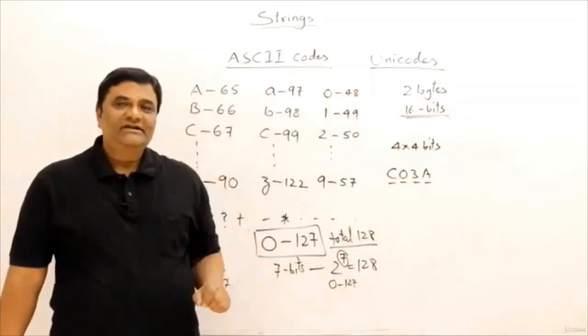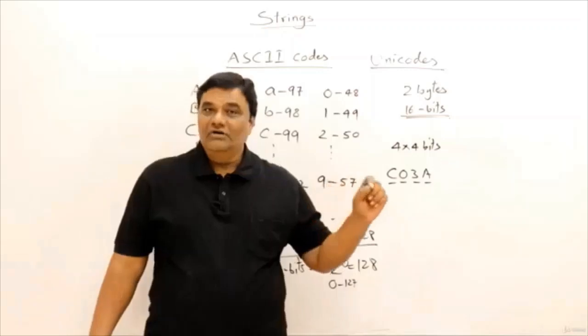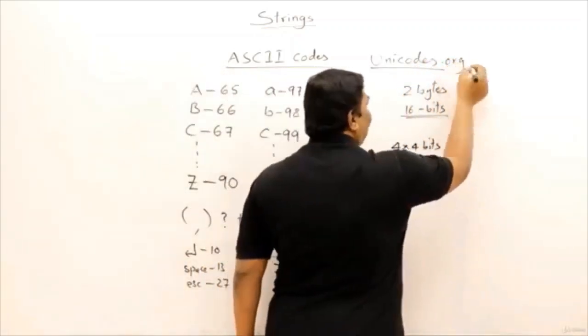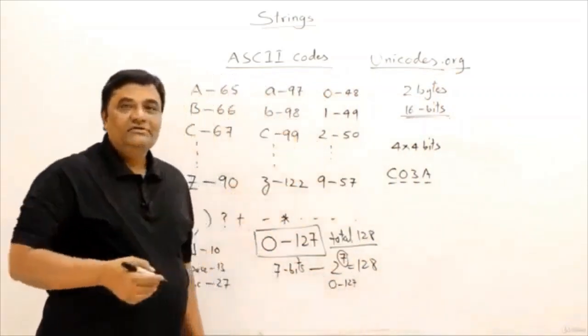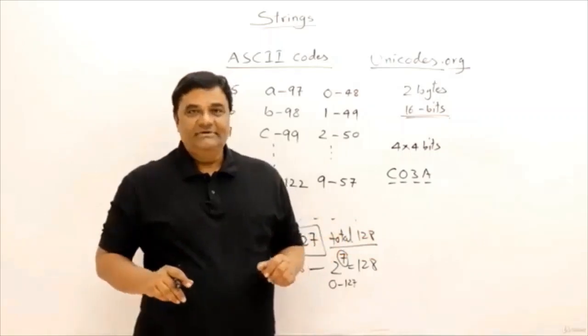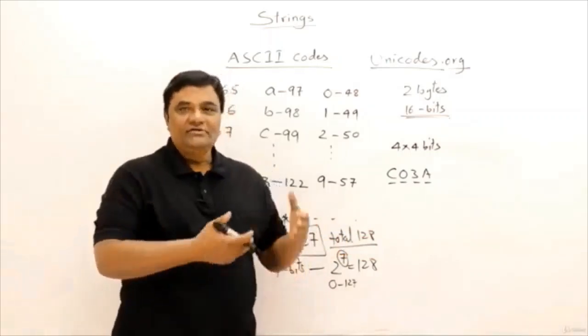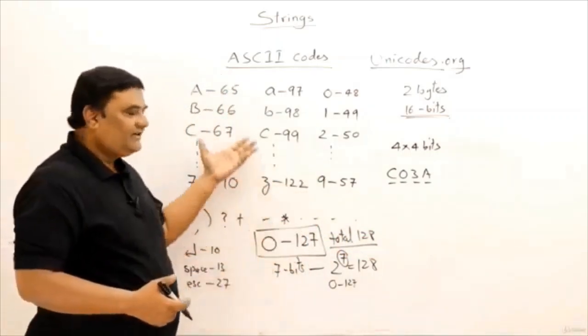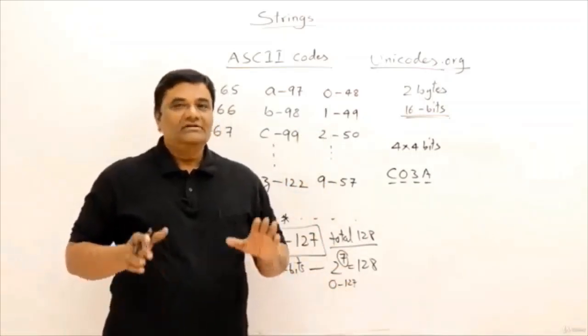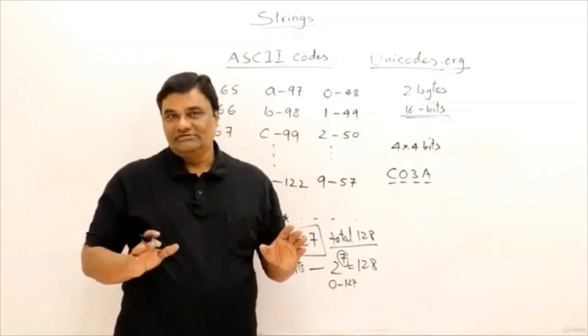So you can go to a website called unicode.org. There, if you look at the charts for the codes of languages, you can find codes for various languages available. In the same way, in Google, if you search for ASCII code, you can find codes. There are a lot of websites giving information about this. So this is all about ASCII codes.